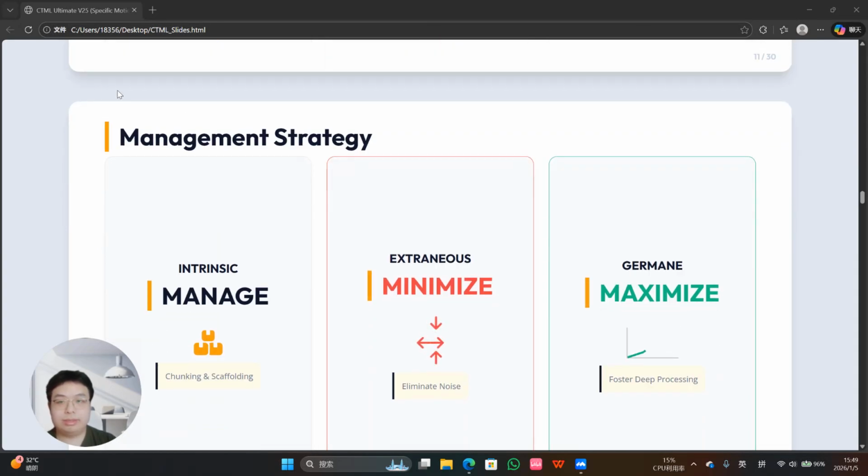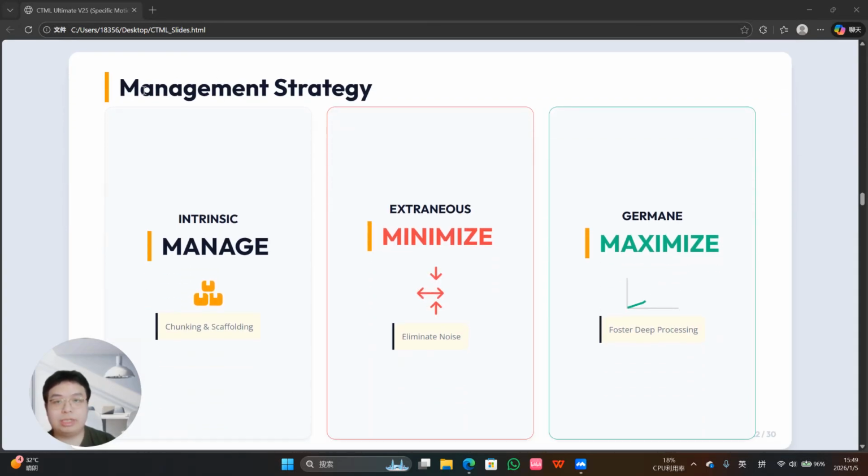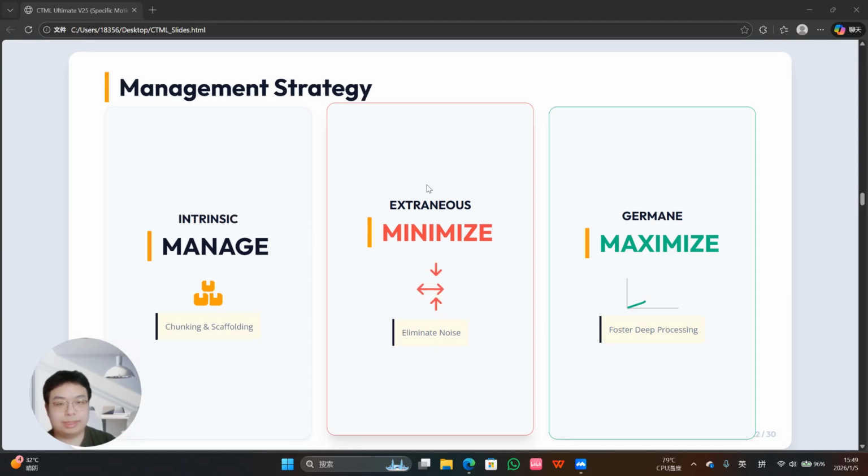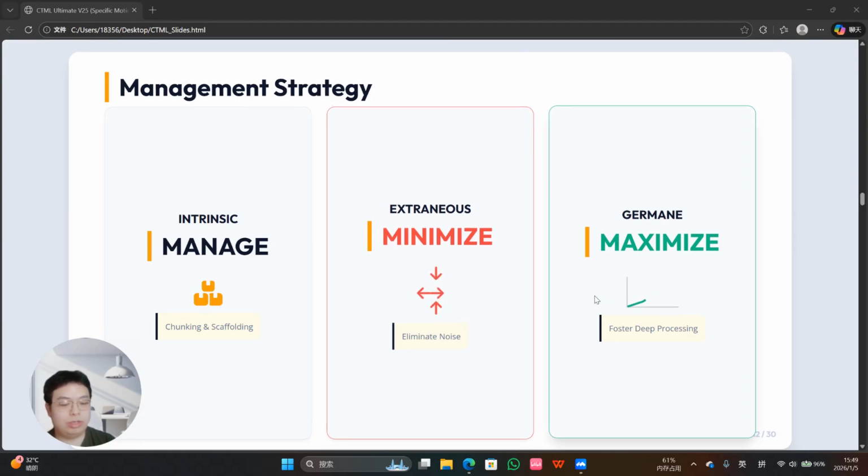And the next one is management strategy. As instructional designers, our strategy is: manage intrinsic load, minimize extraneous load, and look at the shrinking arrows, and thereby maximize germane load, look at the rising curve.